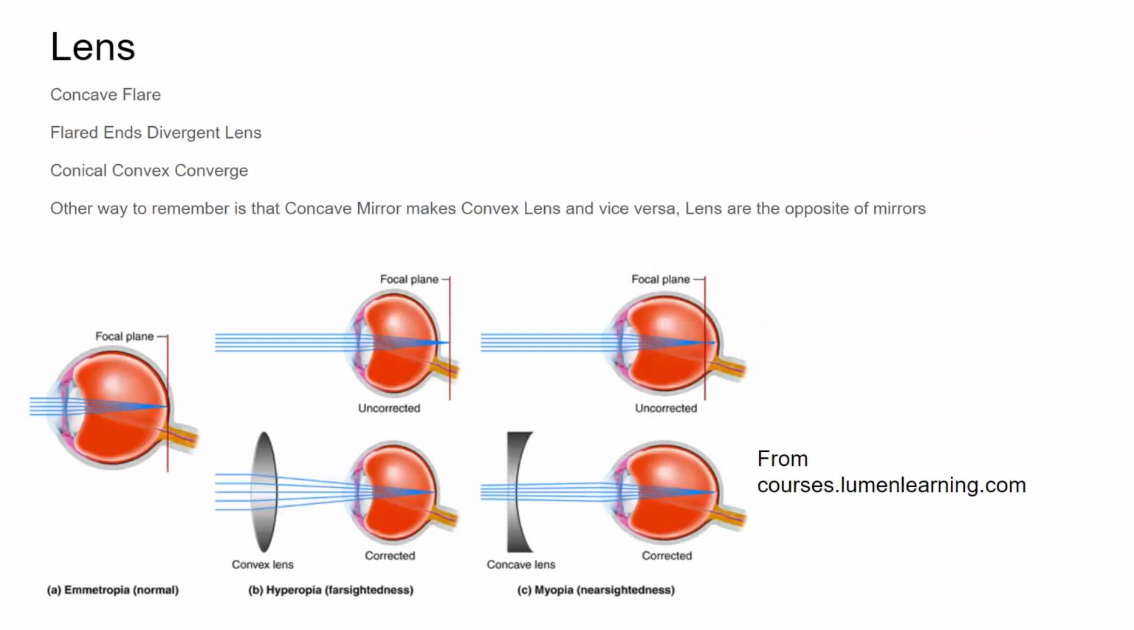A way to memorize that using convenient mnemonic strategies would be concave flare. So if it has a flared base, it's concave. Concave, flared ends, divergent lens is how I remembered it. So flared ends, divergent lens, and conical, convex, converge. So that's how to remember it.